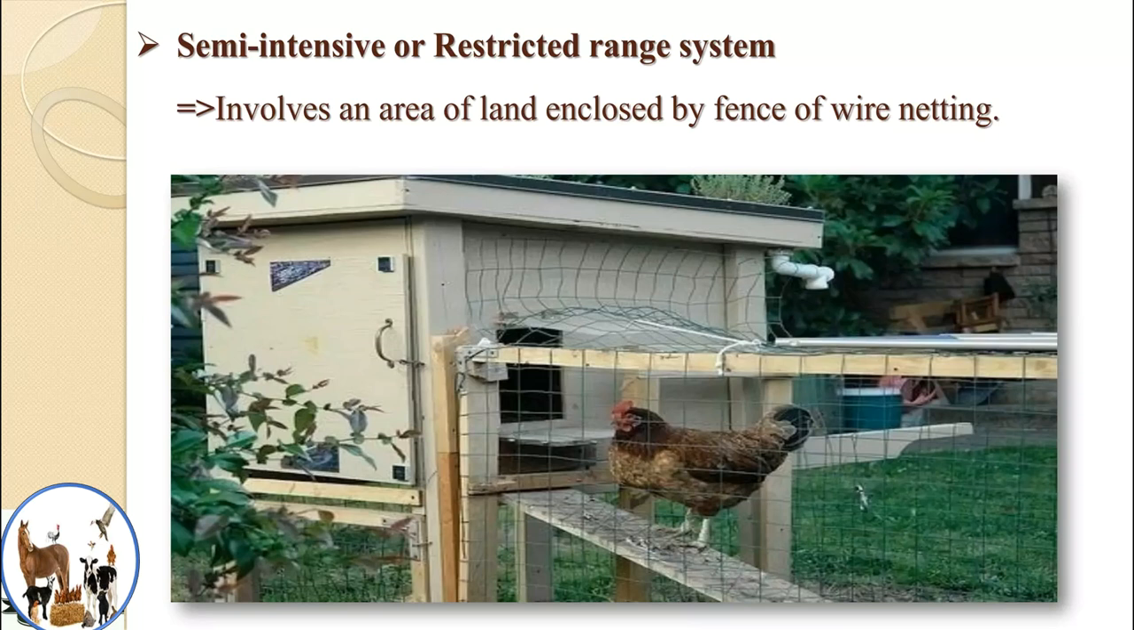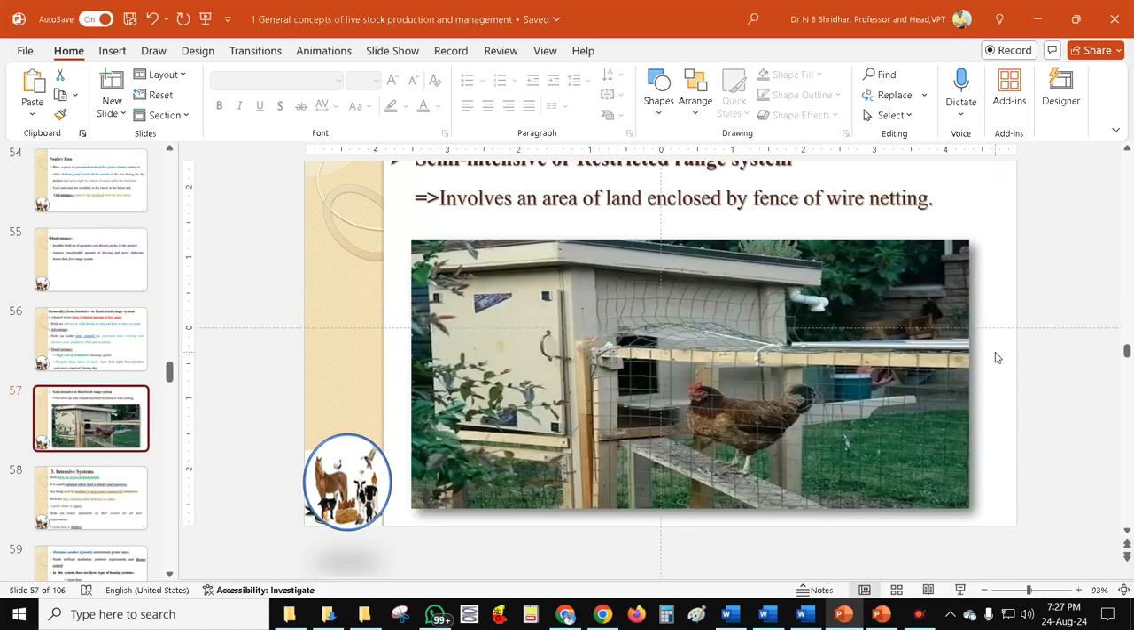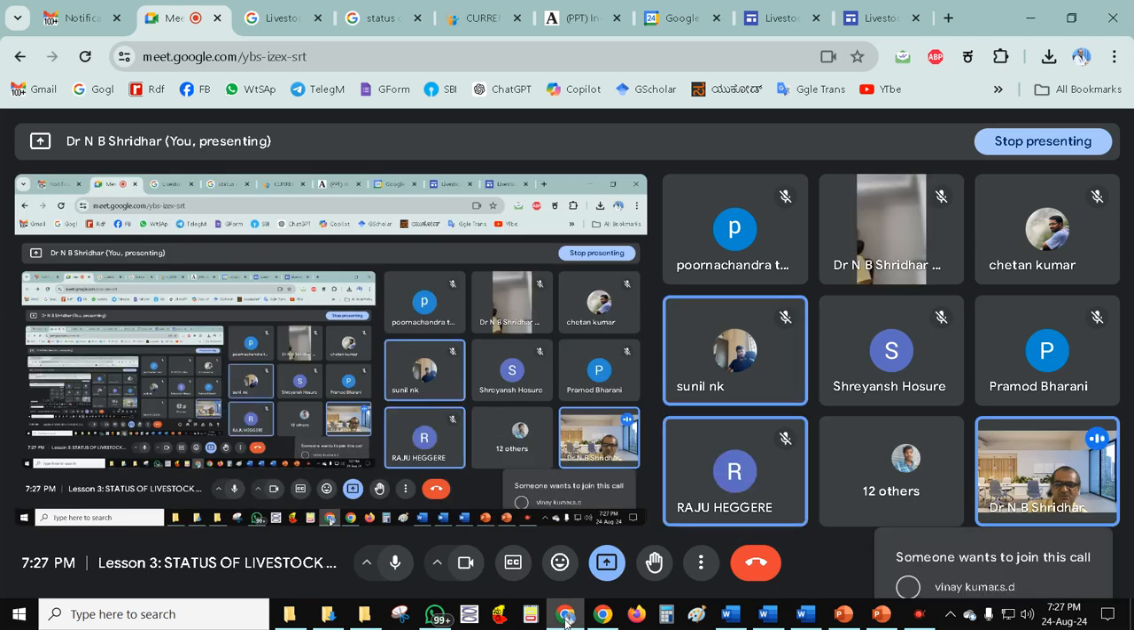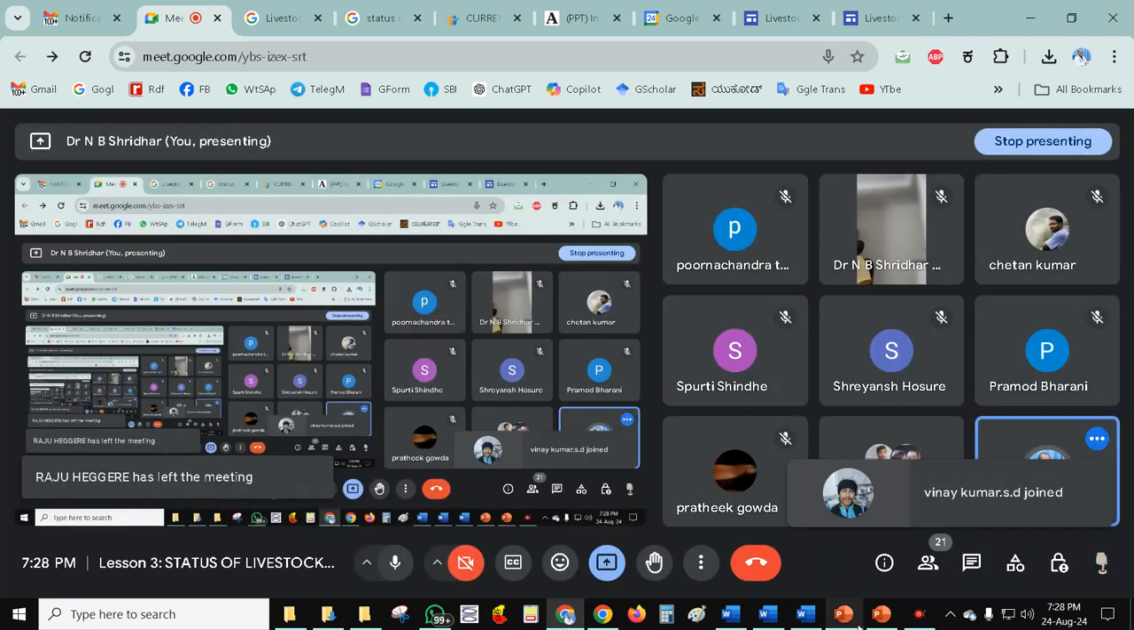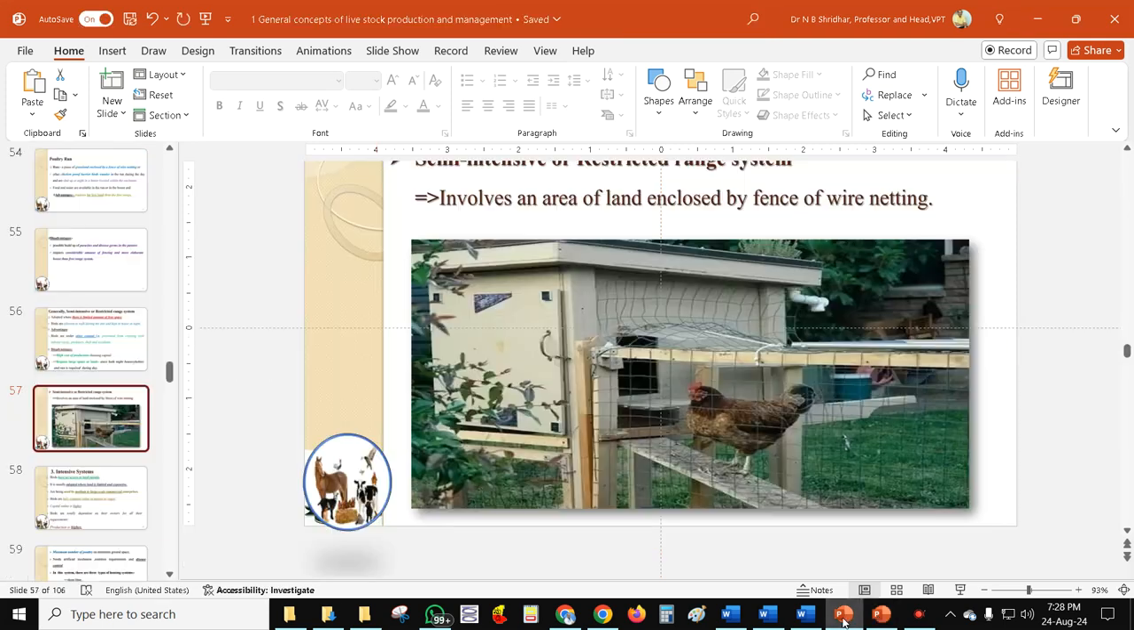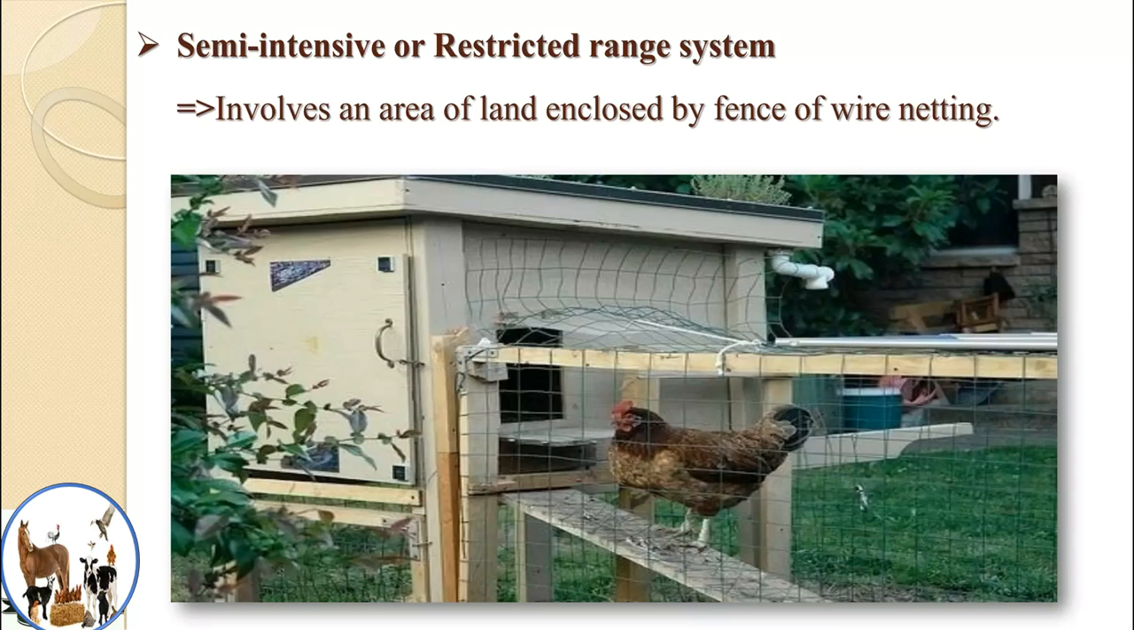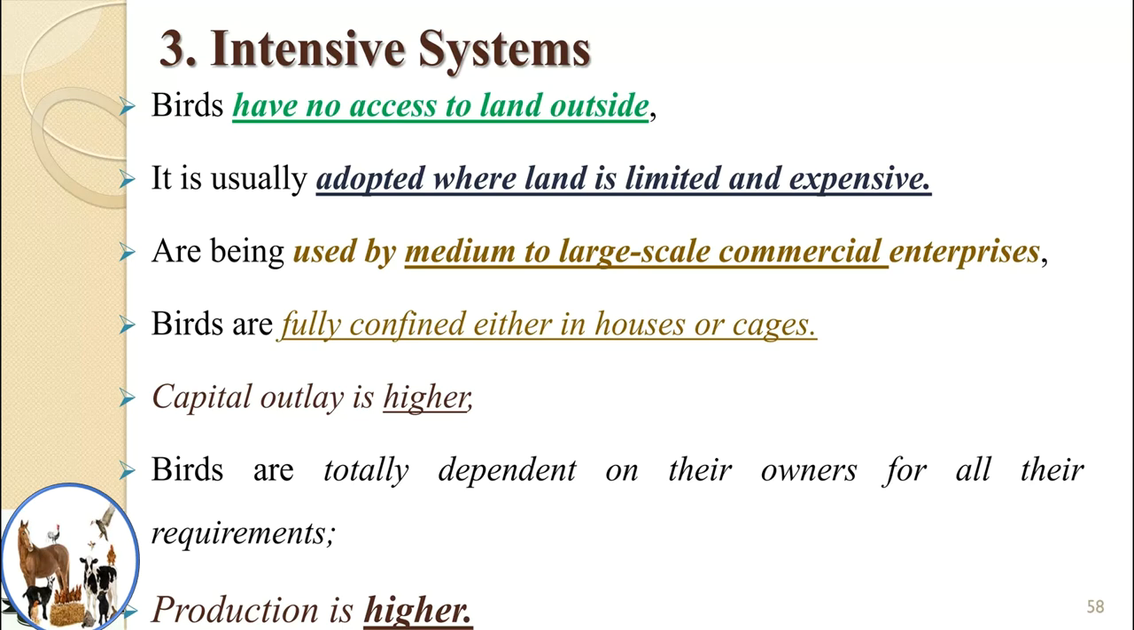So the semi-intensive or restricted range system involves an area of land enclosed by a fence. The area is enclosed in a fence, and the hens are protected by cheaply available materials, etc., which are locally available in this system of rearing. And usually, wherever it's possible, we can have this rearing.